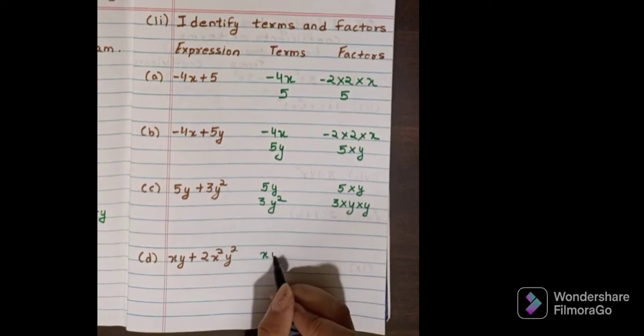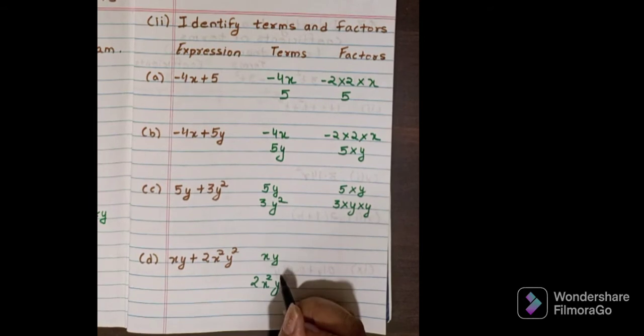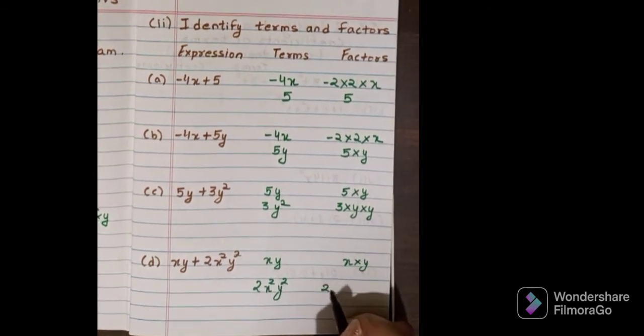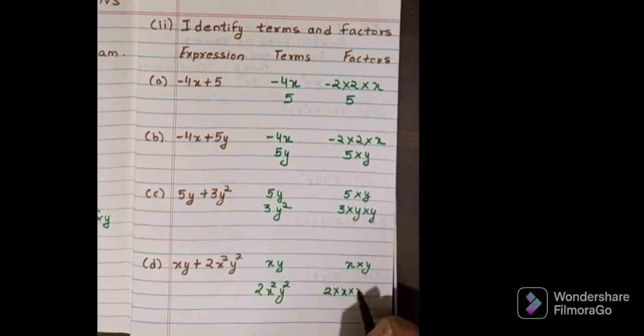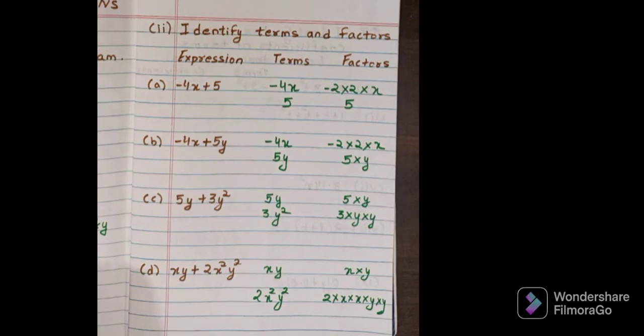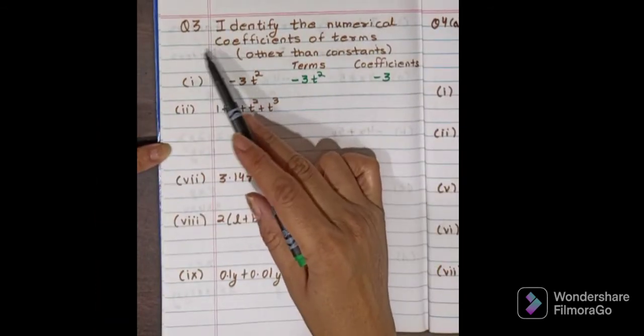Next we have terms xy, then 2x square y square. So the factors of xy are x and y. And here we have x 2 times because the power is 2, and y 2 times. So this is how we write terms and factors. Next is question number 3.